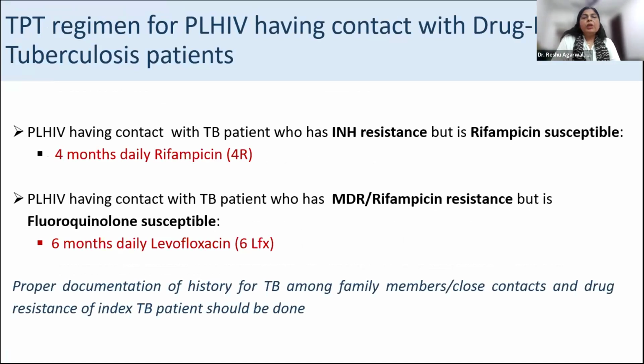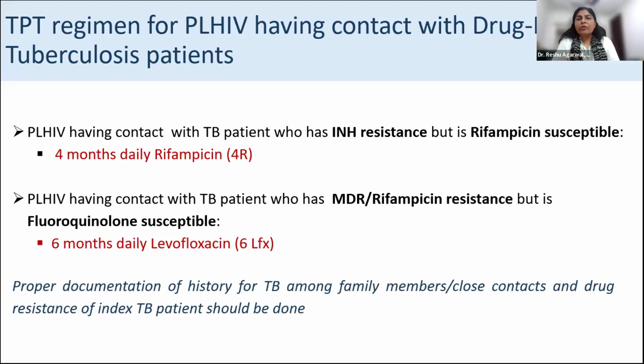The other piece which has been newly introduced as part of the TPT regimen is the regimen for PLHIV who have contact with a drug-resistant TB patient. Earlier, this was a contraindication, that you shouldn't give IPT to these patients. But now, the program has come out with very clear guidelines that PLHIV who have a contact with a DRTB case should also be offered a TPT regimen. And this group becomes all the more important because PLHIV are anyways at a higher risk of getting TB. If they are in contact with a DRTB case, obviously they could develop DRTB disease, and we really want to protect them from the DRTB or the MDR-TB.